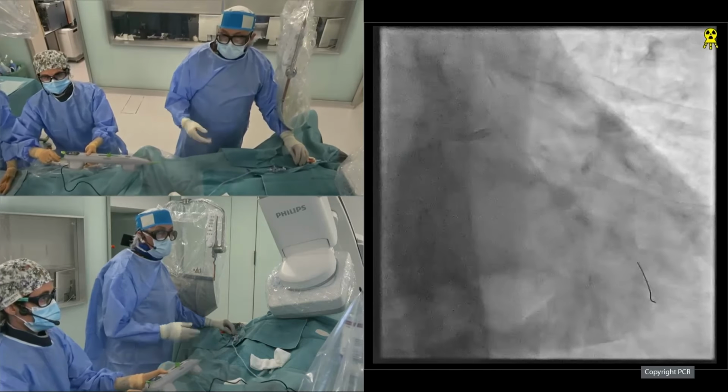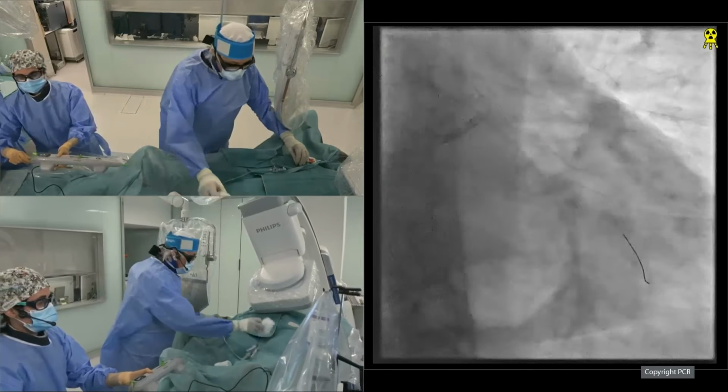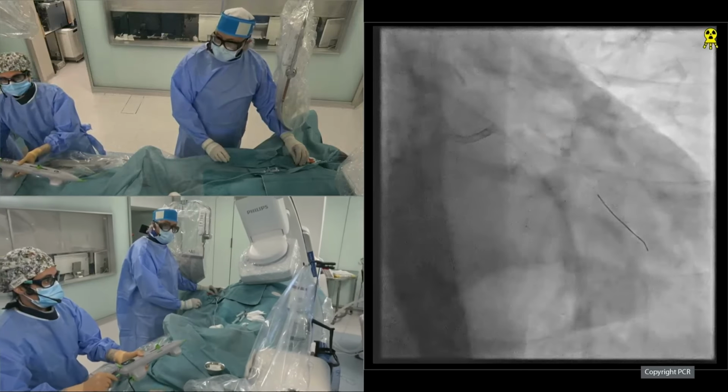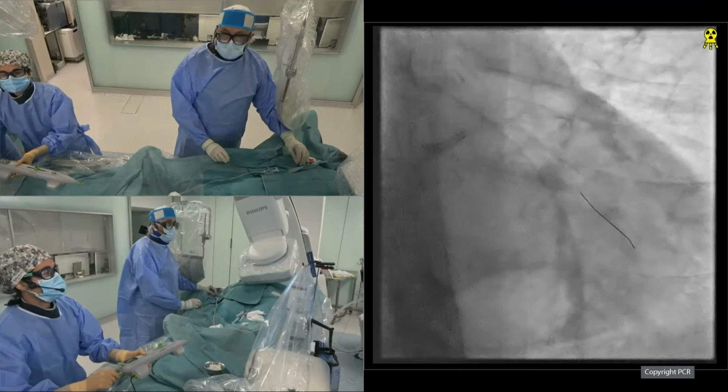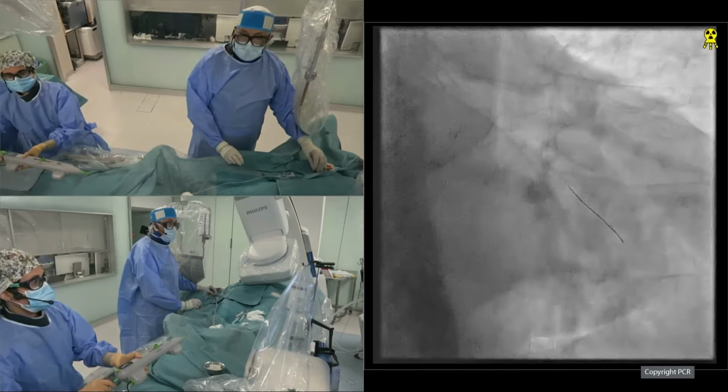Everything is running good. Okay, Javier, while you're doing this maneuver, I assume you are going to do a run of imaging now? Yes. First thing we're going to do now is change this wire and protect the branches. That's the next thing.